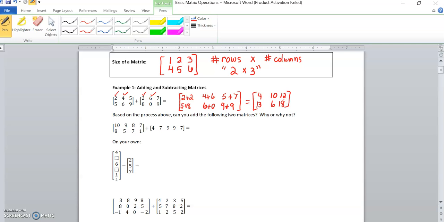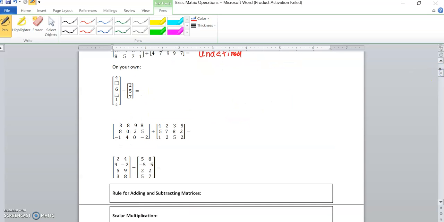All right. Based on that process above, it says, can you add the following 2 matrices? Well, I already discussed this, but I don't have corresponding elements or entries between the two. So I have a 2 by 4 and I have a 1 by 5. Anytime we cannot do our work, we just say that the operation is undefined. Okay. So on your own, you can do a couple more examples here.